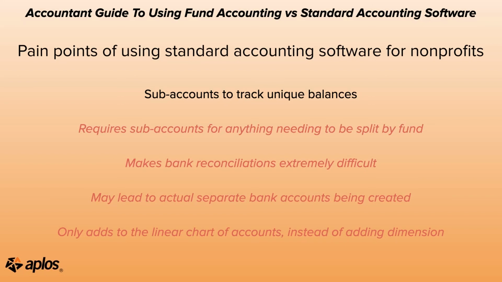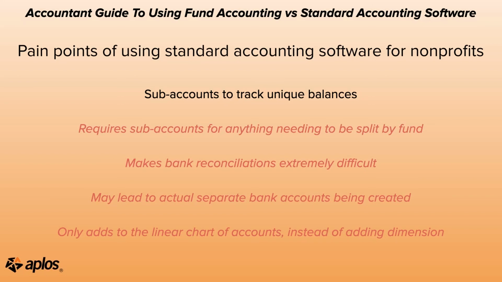The other problem here is it only adds to the linear chart of accounts instead of adding dimensions. So remember, in standard accounting, you have your list: asset, liability, equity, income, expense, linear. And if you want to build more detail, you have to build detail into the chart of accounts. So you end up with these chart of accounts lists that are hundreds of accounts long, depending on what you do, hundreds, to capture that level of detail.